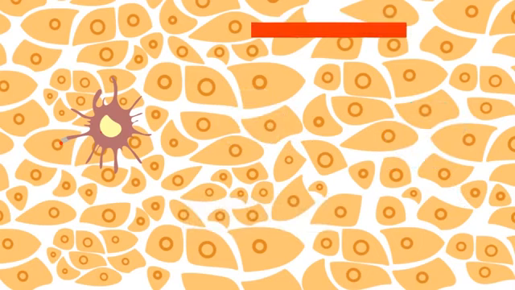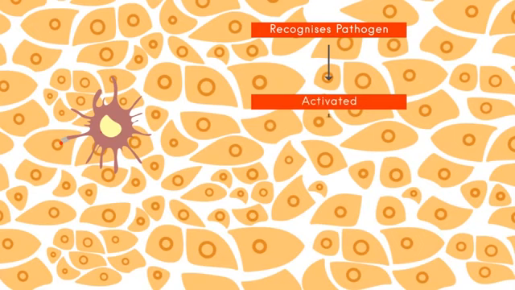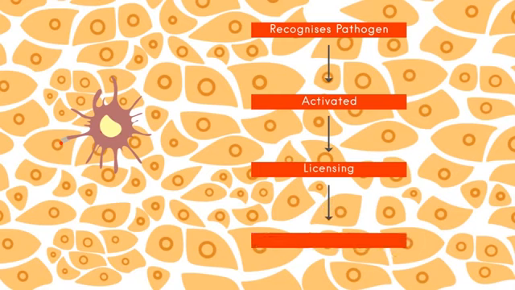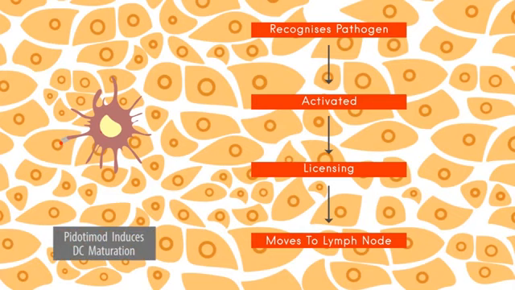After phagocytosis, macrophages and dendritic cells express a part of the antigen on their surface with an MHC2 receptor and act as antigen-presenting cells to the T cells in the lymph nodes. Pidotimod induces dendritic cell maturation.